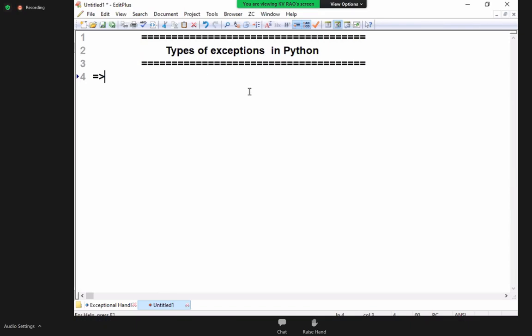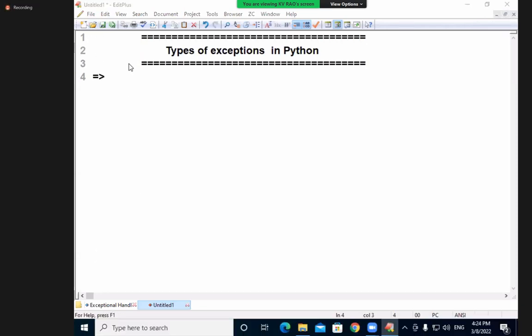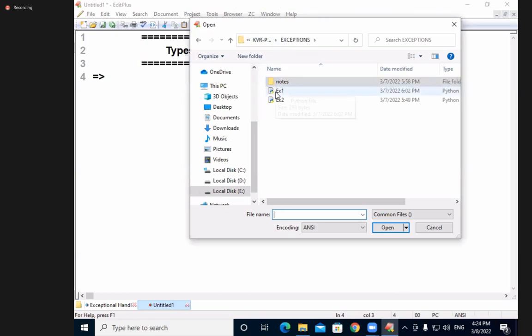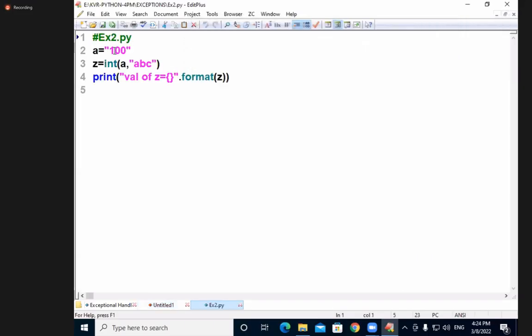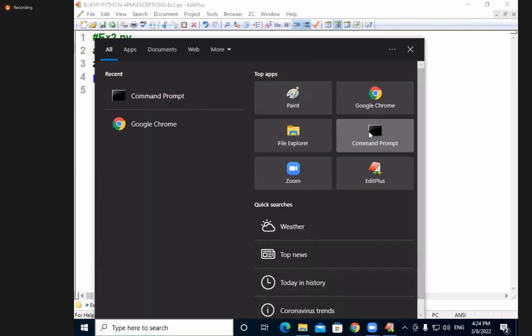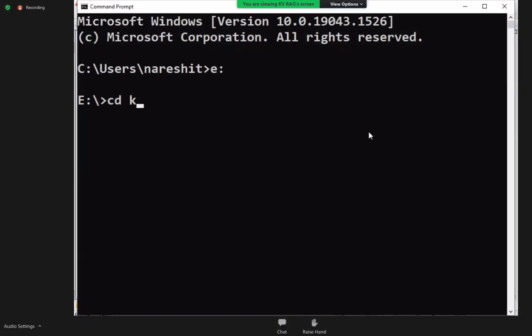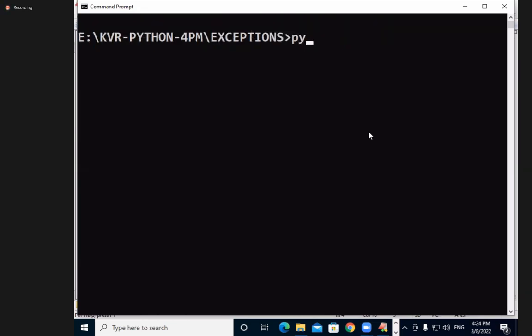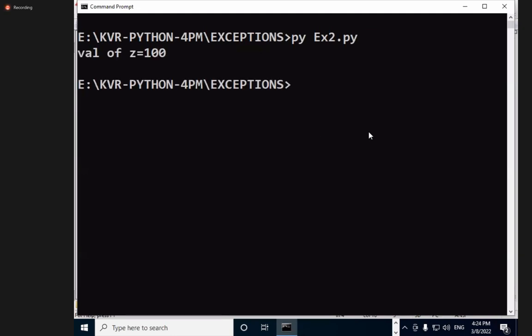So let me come to the types of exceptions here. In the last class I took some example part also. Take EX2. It is called a valid number. I am converting it into an integer and printing that. Let me save this code and execute it. So, in KVR Python 4 PM, exceptions folder, py ex2.py. It is happily converted.